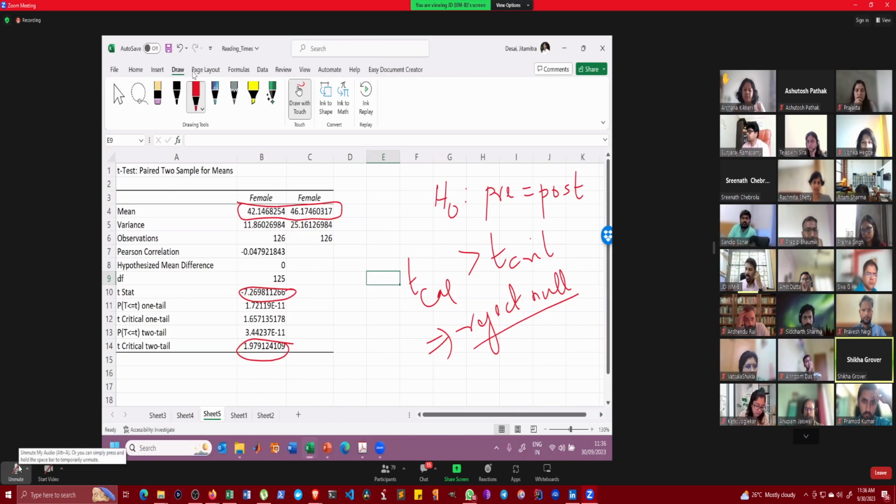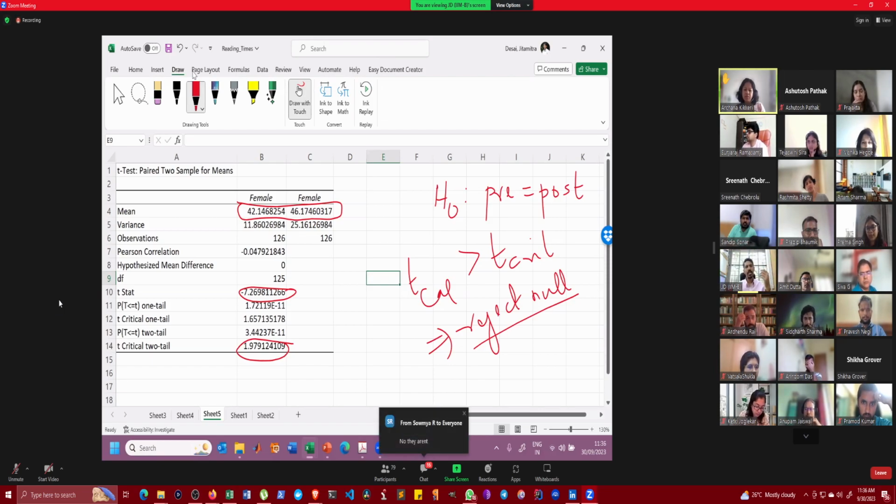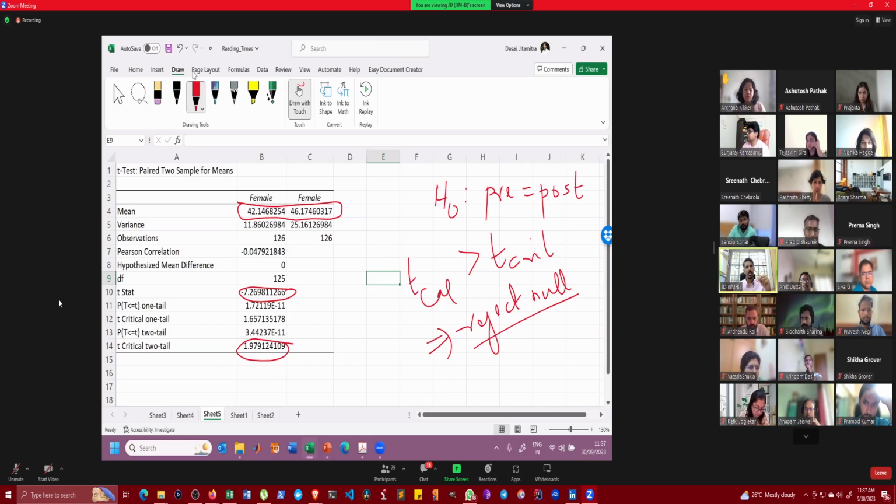You could set up the null that way, in which case the hypothesized mean difference, instead of entering 0, you could have entered it as 2 minutes. Let's say your claim was that after the ads were being shown, my reading time has gone up by 2 minutes. Let's say that's what the company claims. In which case you would have set the hypothesized mean difference as 2 instead of 0. Exactly. And if we say less, then it should be minus 2.